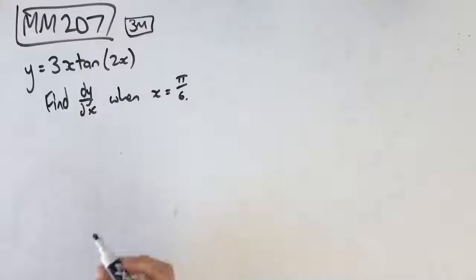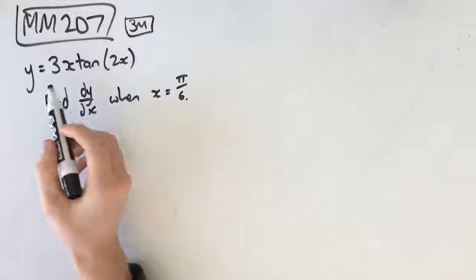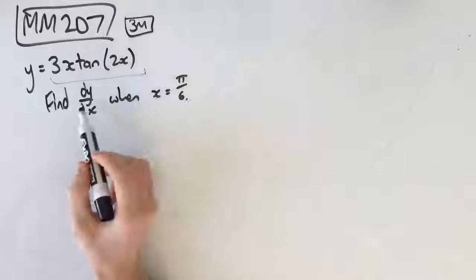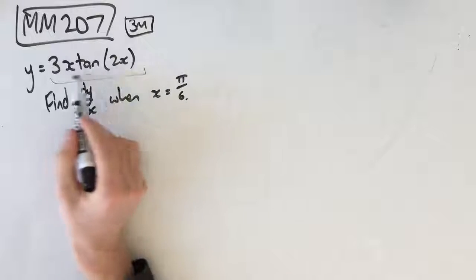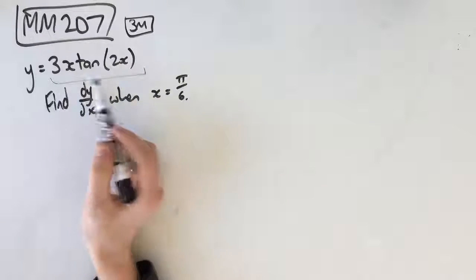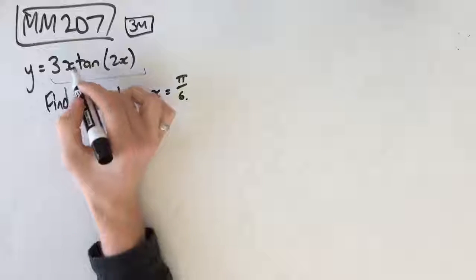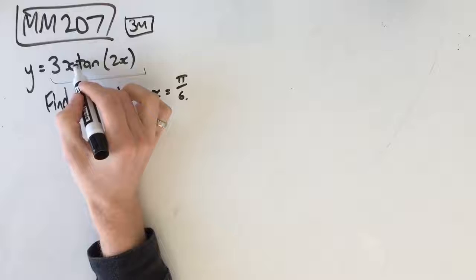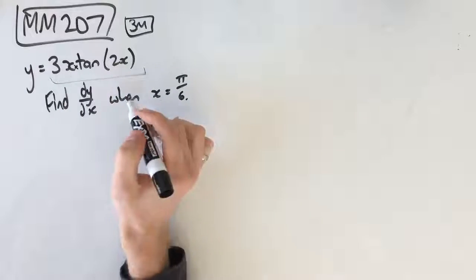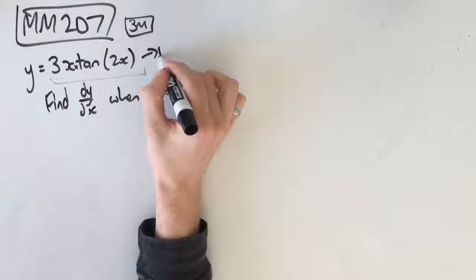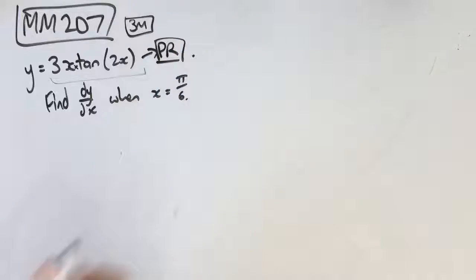So, first things first is to recognize what kind of function this is, okay? Because we're going to need to find dy/dx, which is the derivative of this, but it's not a normal function. So what is it? We are dealing with a product rule, okay? Because there's a function 3x, and we're multiplying it by tan of 2x, right? There's an implied multiplication there. So we're going to use our product rule.